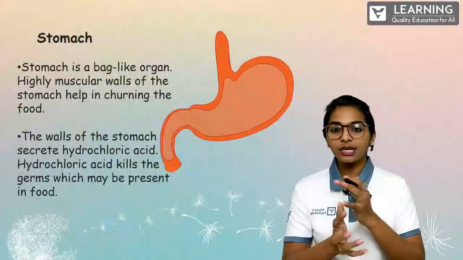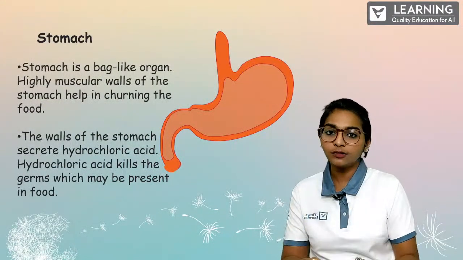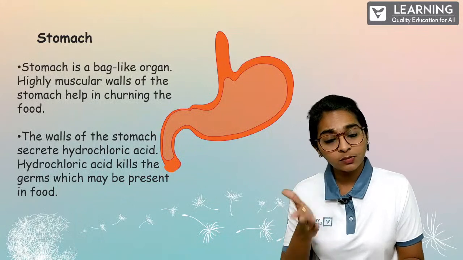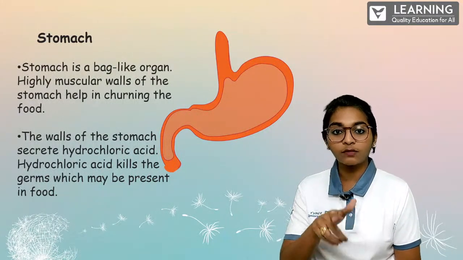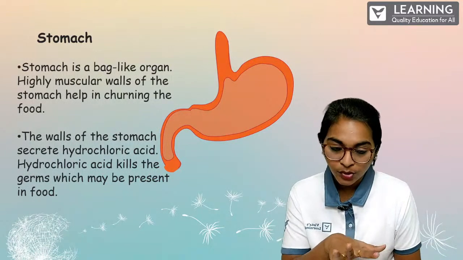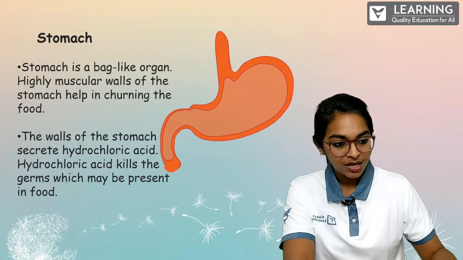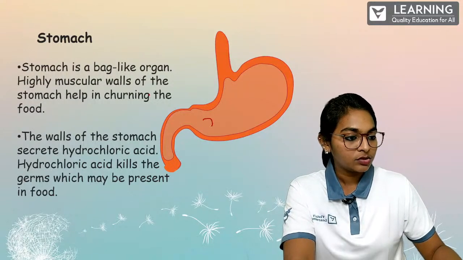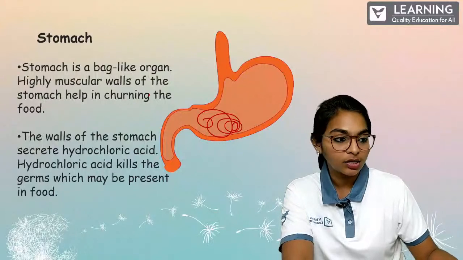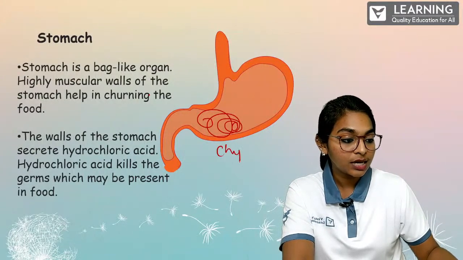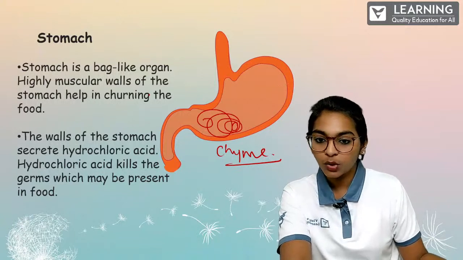And the stomach will be continuously churning, which helps in breaking down the foodstuffs. Complex molecules are broken down in this process of digestion by the action of hydrochloric acid also. So after that, what will happen? Here, after the addition of hydrochloric acid, this bolus you call chyme. C-H-Y-M-E, chyme. So it is no more a bolus now.